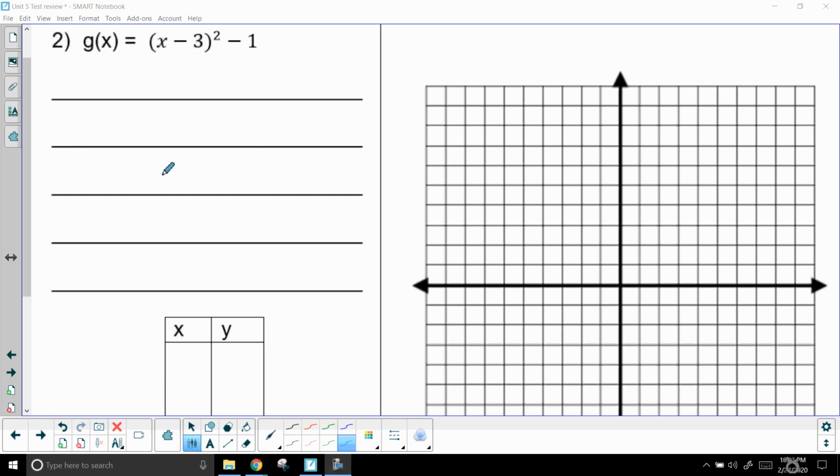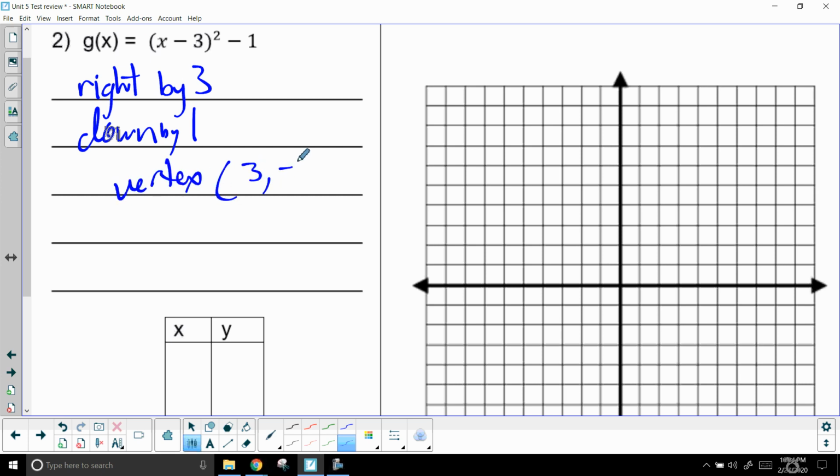All right, transformations. Don't see a negative. I don't see any a for stretching and shrinking. Strange things happen in parentheses, so we're going to be going right by 3. Got a minus 1 there, so we're going down 1 by 1 if you want to throw the by in there. Vertex. Again, strange things in parentheses, so positive 3, negative 1.